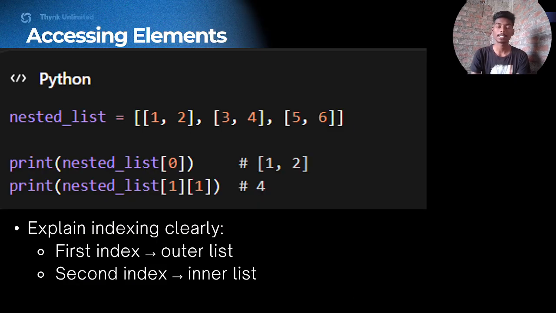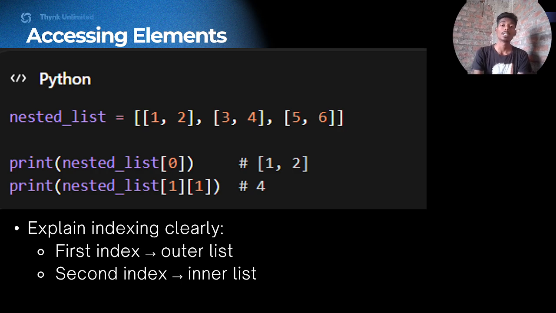How do we access an element inside the nested list? We already have the example. If we want to print the first element, that is the first list, 1, 2, we write print in parentheses nested_list with index 0 in square brackets. It will print the first element of nested_list, which is the first list, 1, 2. And if we write print nested_list in square brackets 1 and again in square brackets 1, it will print 4, because the first index is for the outer list and the second index is for the inner list.